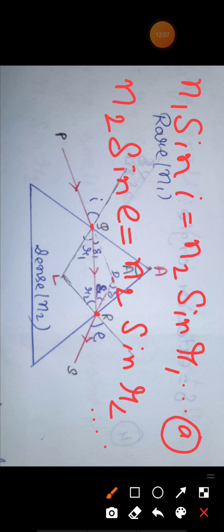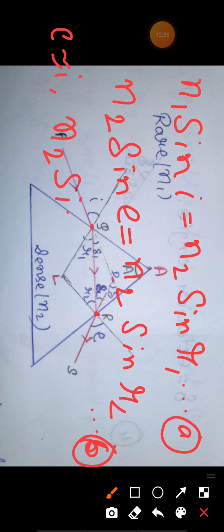Correct. This is equation number B. Now for when the angle is the minimum deviation angle, at that point e is equal to i. So in place of e you can write i. So n2 sine i is equal to n2 sine r2. So this is equation number B.